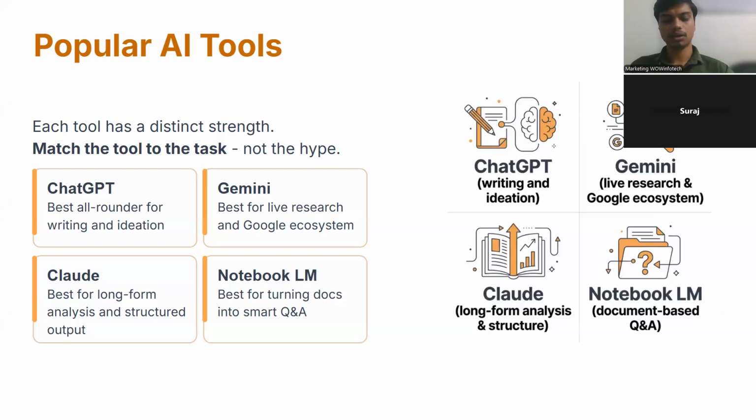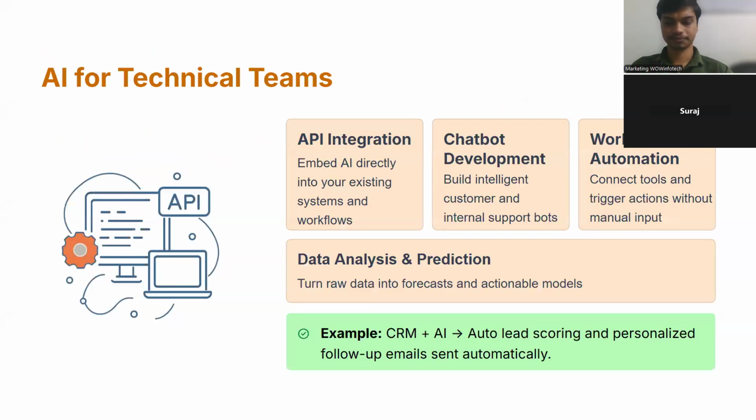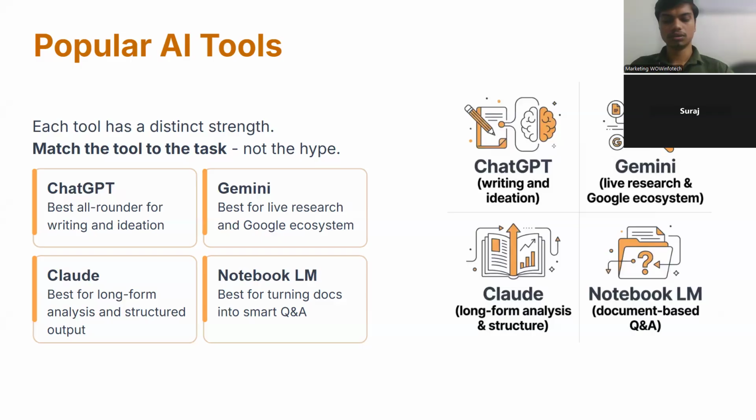Then there is Gemini by Google. It is Google's AI assistant integrated into search and Google Workspace, like Docs and Sheets. For teams using Google in their daily workflows, it is a strong tool. It has good research capabilities, and it is easily accessible within the Google ecosystem.